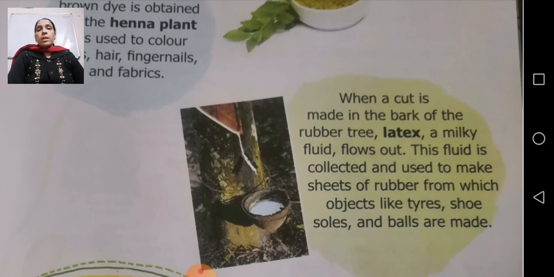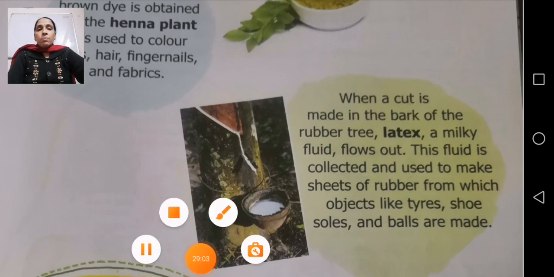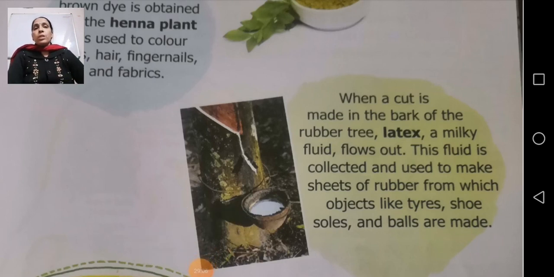So children, here I am going to finish the class. What you are going to do is revise both these chapters, Useful Plants and Awesome Animals. That revision you will do, and if you have any doubt, you will mark it in your book, and we will discuss it in our class.